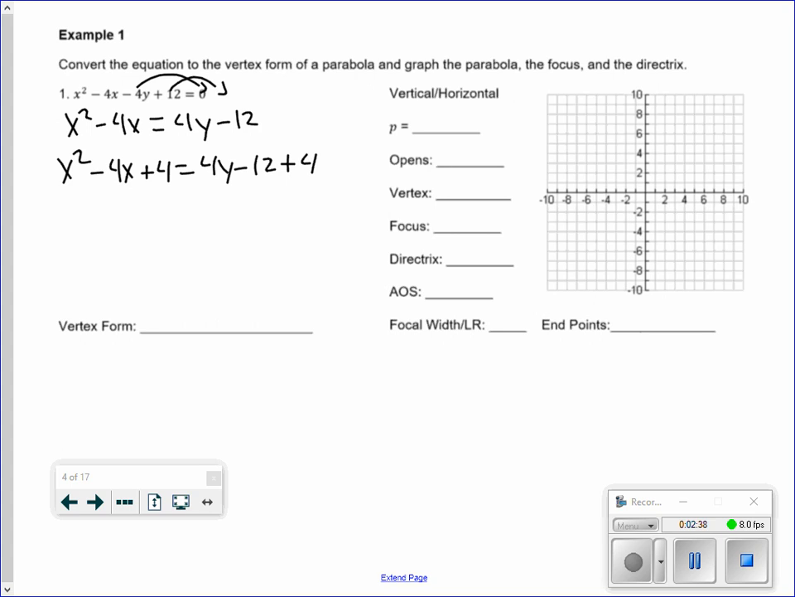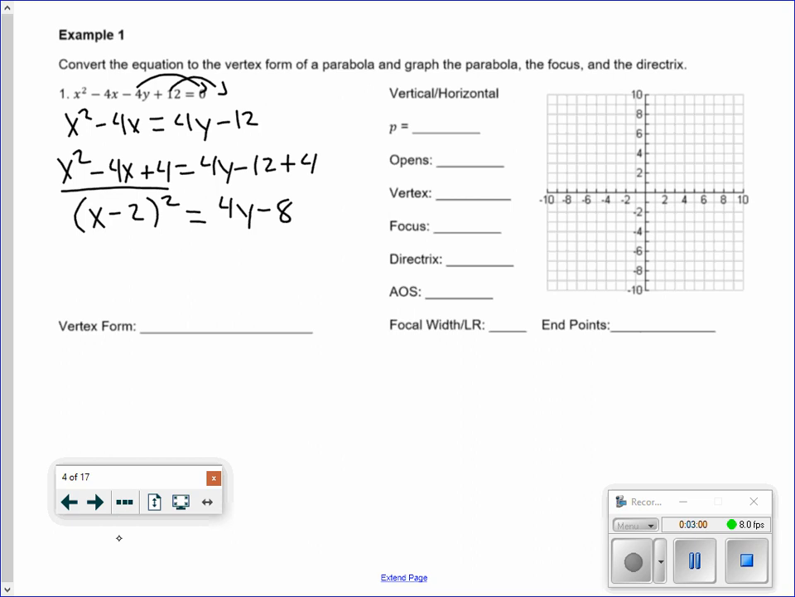All right, so then from here, this part right here is going to factor into x plus b over 2, all of that squared, or really just x minus 2, since our b is negative 4, and negative 4 divided by 2 is negative 2. So you get x minus 2 all squared equals 4y minus 8.